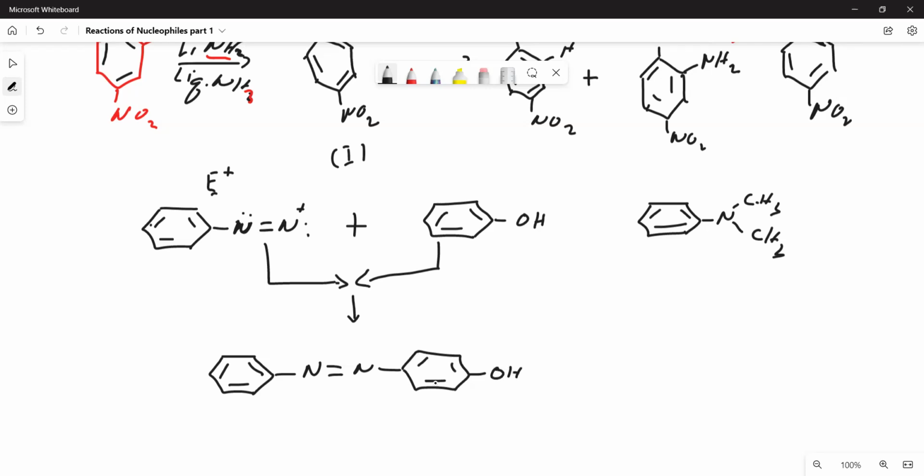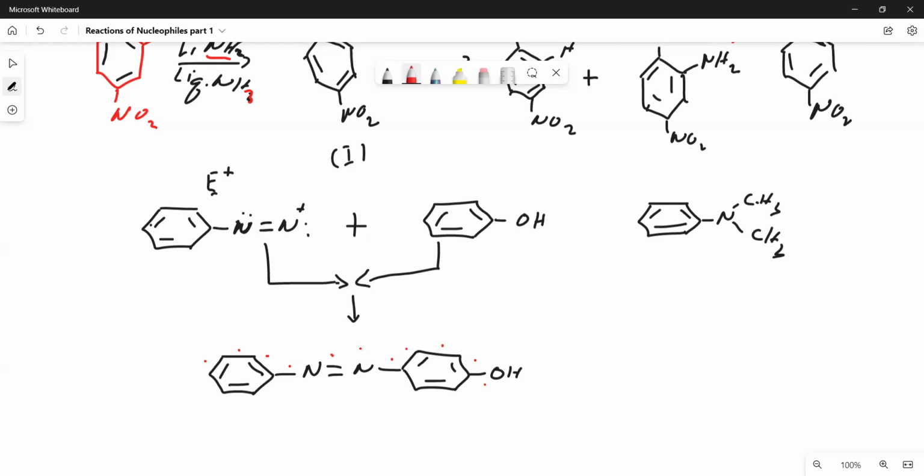Phenol is not colored. But when you attach that to the diazonium, the conjugated double bond is extended. Look at this. Double, single, double, single, double, single, double, single, double, single. See that? The longer the conjugated double bonds, the greater the tendency for the compound to be colored, because it will fall in the visible region of the electromagnetic spectrum.